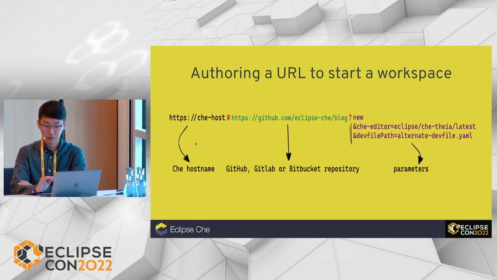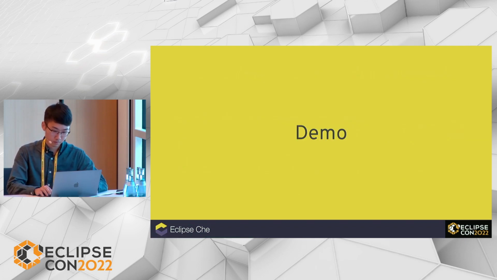This is the same for every user, and this is what you use to access the Eclipse Che dashboard. Next part is the Git repository URL of the project you want to clone in your workspace. And the last part is parameters to customize the workspace startup. You can specify your editor ID for the editor or IDE you would want with the Che editor parameter, and this is explained in the Eclipse Che documentation as well, along with other parameters.